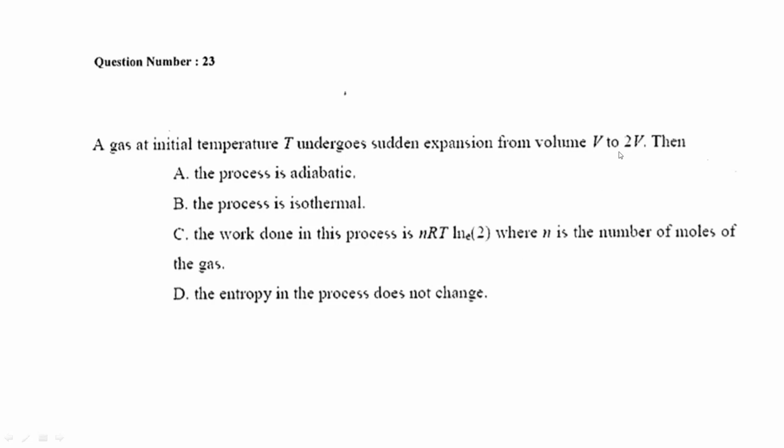As the system expands from V to 2V, the gas inside it has more disorderedness, meaning as the volume increases, the gas has more volume to occupy and move, so it moves more randomly, therefore the entropy of the system actually increases. But statement D says that the entropy of the process does not change, so this option is wrong. Now, the process is isothermal. There is no requirement that the temperature should remain constant during this process. When the volume changes from V to 2V, the temperature can change from T to some other value.